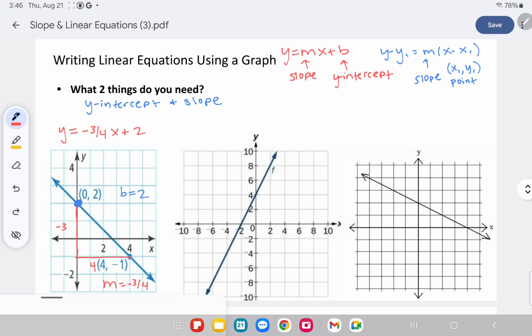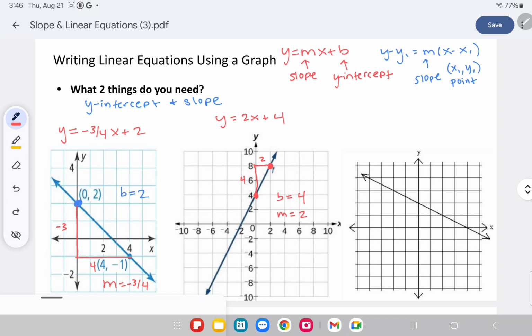For the second example of the graph, our y-intercept is 4. That's where it crosses the y-axis. And to find our slope, we'll find another good point on our graph, and we'll use rise over run. In this case, we are rising 4, running 2. So our slope is 4 over 2, which is 2. So our equation in slope-intercept form would be y equals 2x plus 4.